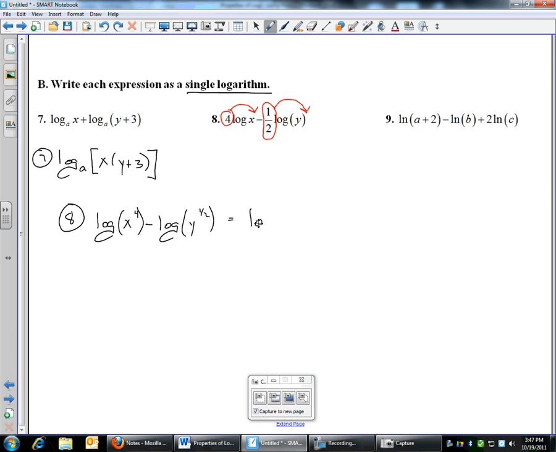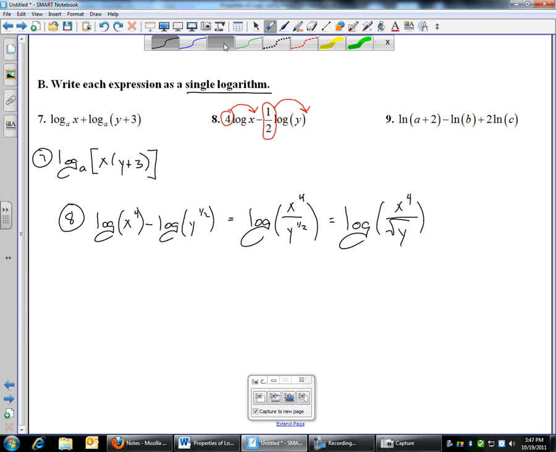Wait a minute. Division. Subtracting 2 logs combines with division, so that will be the log of x to the 4th divided by y to the 1/2. And I'm okay if you leave it like that. Now some of y'all are probably thinking, y to the 1/2? Why would you leave it like that? You could write that as x to the 4th divided by, and the exponent of 1/2 is the same thing as a square root, and you can leave it like that.